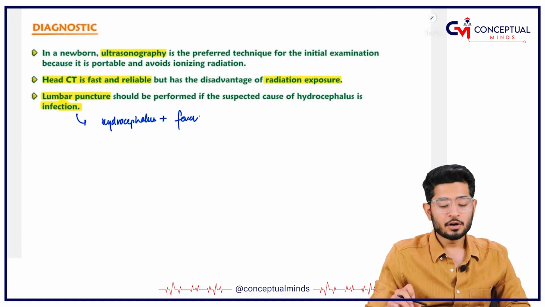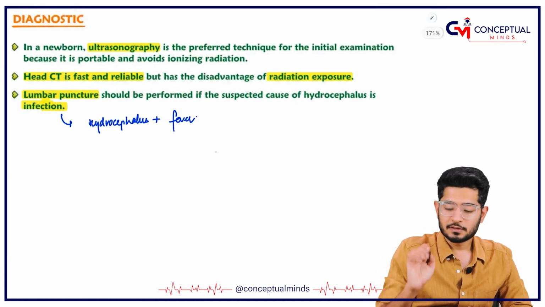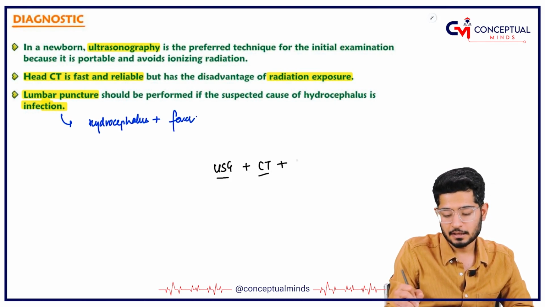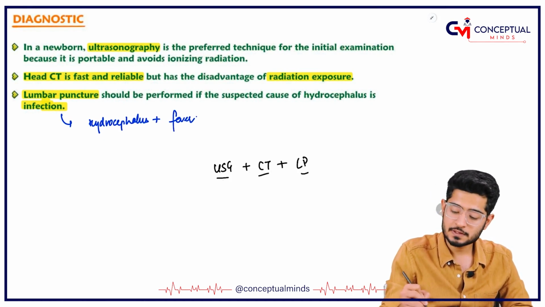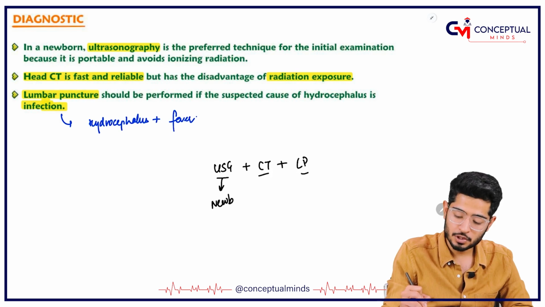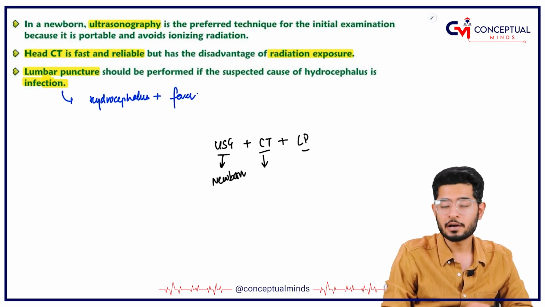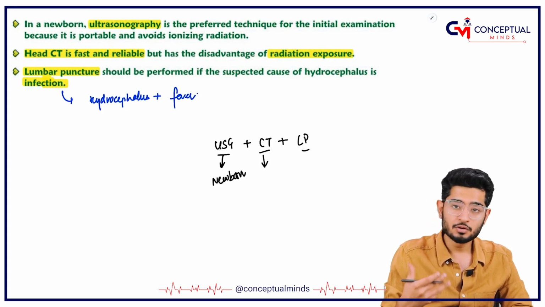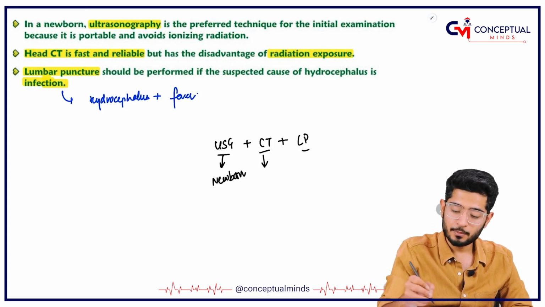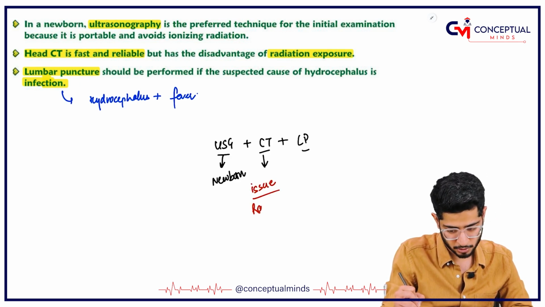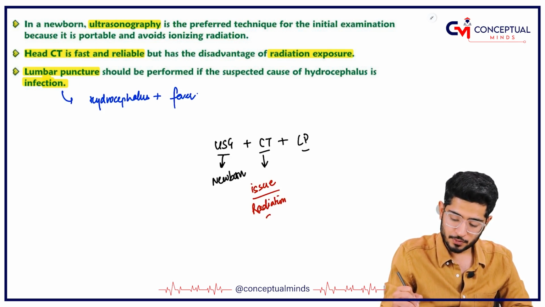Okay. Coming on to diagnosis. So please remember there are three modalities. One is going to be ultrasound, then CT scan, and then lumbar puncture. So ultrasound is done in the case of newborn children. CT scan can be done in children, CT scan is a good modality. But the issue is going to be the radiation exposure.